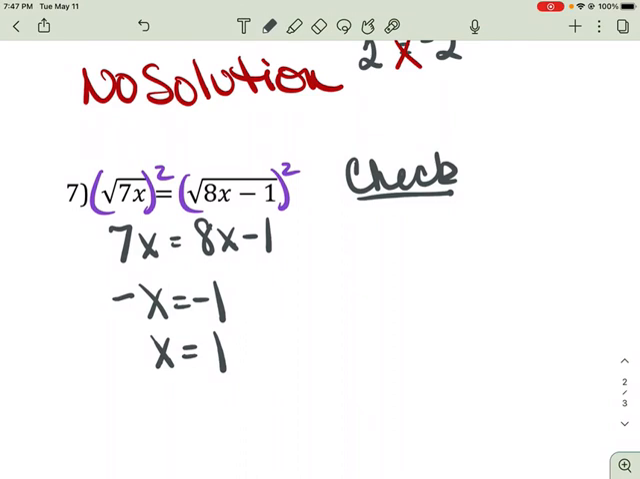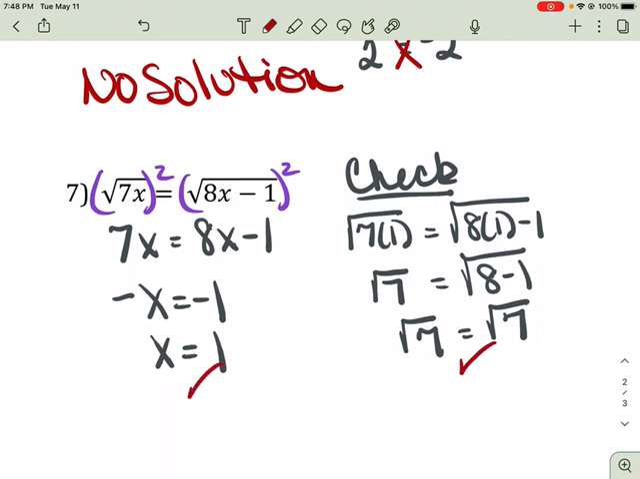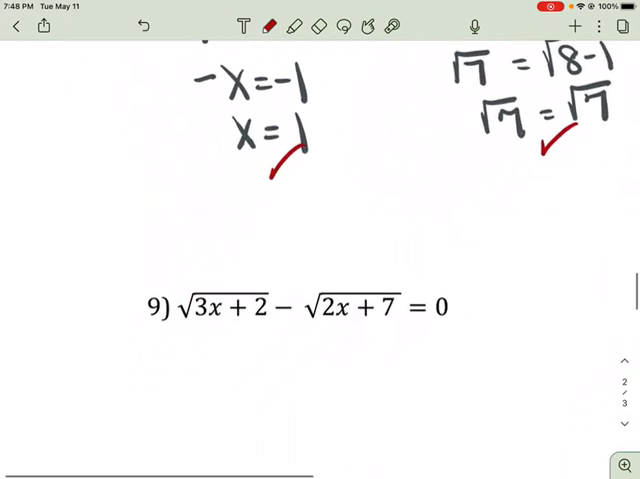Again, we do need to check, especially when we have variables on both sides. We got to double check that. So we get the square root of 7 times 1 is equal to the square root of 8 times 1 minus 1. Okay, so 7 times 1 is 7, so we get the square root of 7. 8 times 1 is 8 minus 1, which is 7. So the two sides are exactly the same. They're both equal to the square root of 7. So that means 1 is our solution to this problem. Okay, let's try one more.